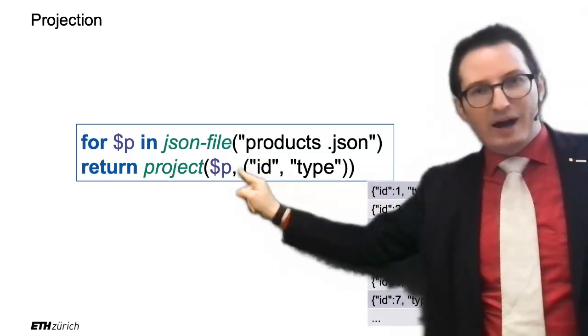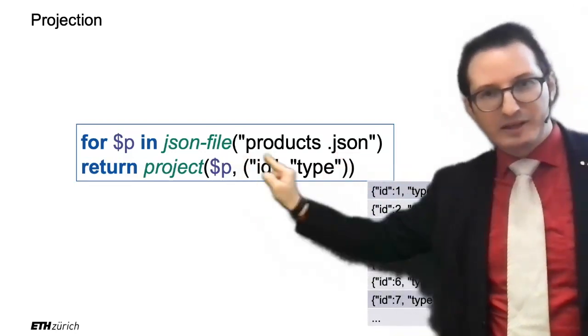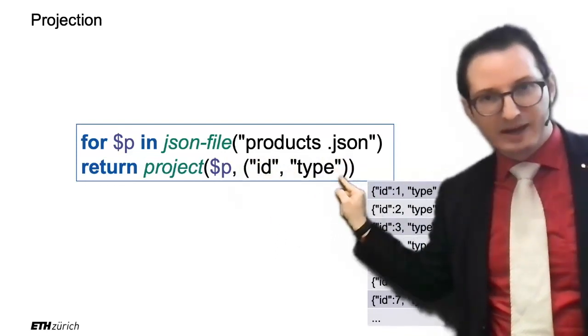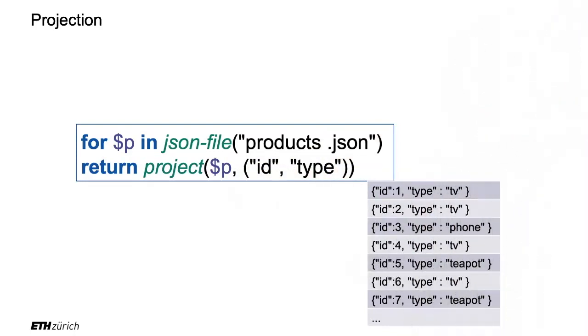Can anybody tell me why we need the parentheses in here? Why did I put extra parentheses here and here instead of just $P, colon, $ID, colon, $type? $P, colon, comma, ID, comma, type. Why didn't I just write stats? Why did I put the parentheses?